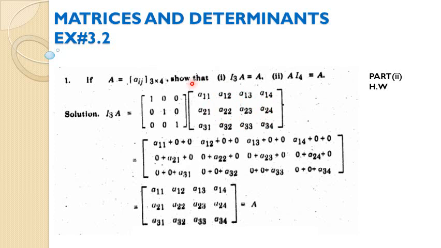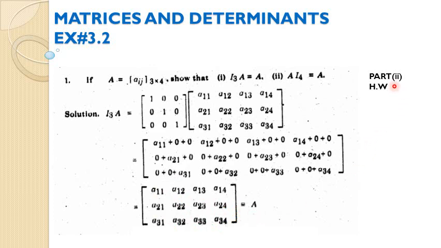Okay, then show that I of 3, meaning the identity matrix, multiplied by this matrix, will also equal the same matrix A. Now first row, first column, first row, second column, first row, third column, first row, fourth column. Again, second row, first column, second row, second column, second row, third column, second row, fourth column. And third row, first column, third row, second column, third row, third column, third row, fourth column. Now you can add all the terms, so again you can get the matrix A.